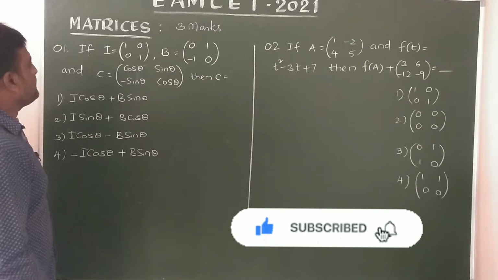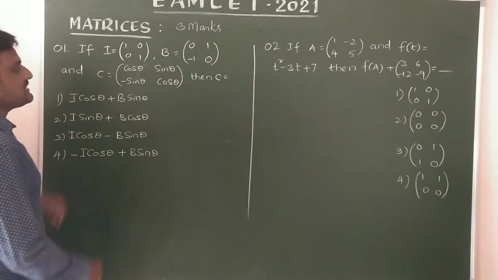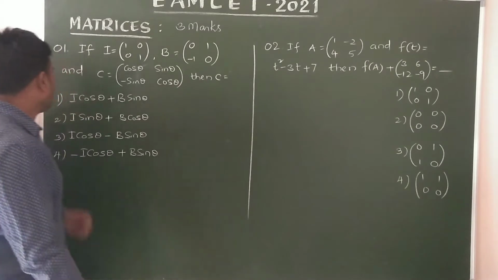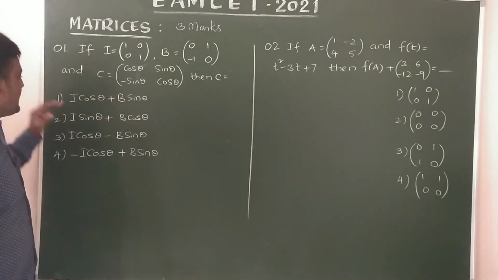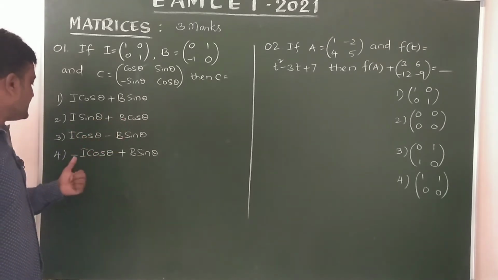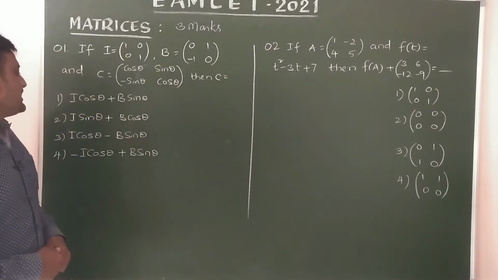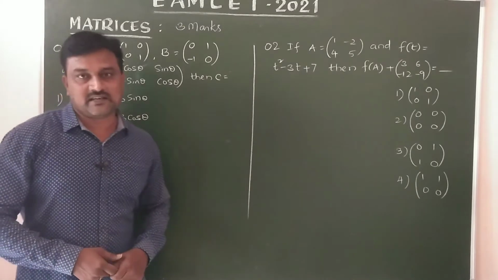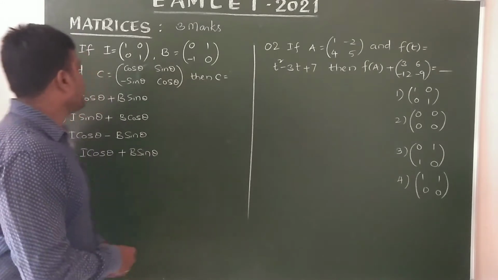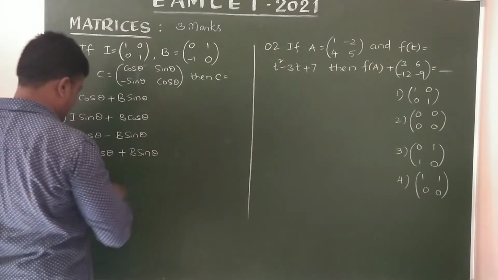The first one: if I equals [1, 0; 0, 1], B equals [0, 1; -1, 0], and C equals [cos theta, sin theta; -sin theta, cos theta], then C equals what? The options are: I cos theta plus B sin theta; I sin theta plus B cos theta; I cos theta minus B sin theta; minus I cos theta plus B sin theta. I sin theta, I cos theta, B sin theta, B cos theta are common, but signs are different. So let us do it by taking C.